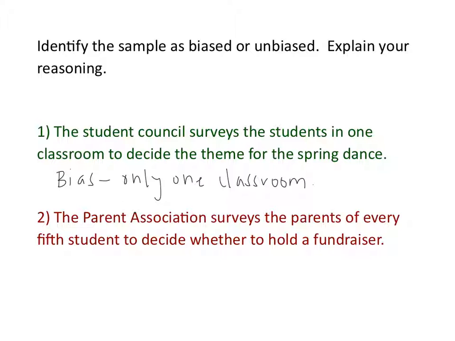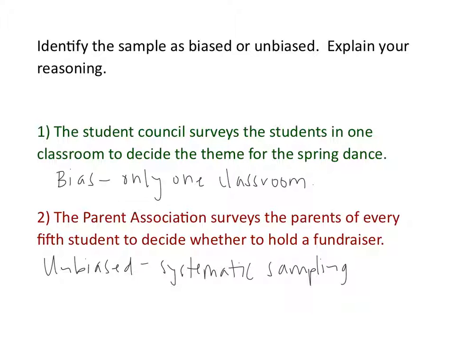Number 2, the parent association surveys the parents of every 5th student to decide whether to hold a fundraiser. So every 5th student. That reminds me of a type of random sampling that was used, which is known as systematic sampling, because here you're going through a time interval or some type of interval, which here would be every 5th student. So this would be unbiased. And then our way to explain your reasoning is we could say that they're using systematic sampling, which is a type of random sampling, which is okay, that has no bias in it.